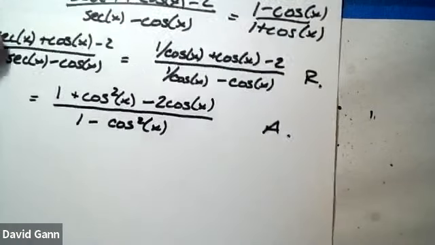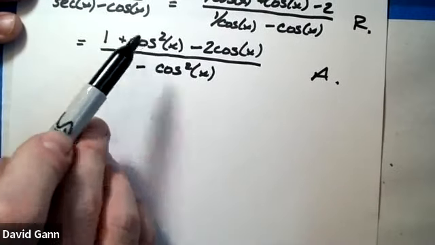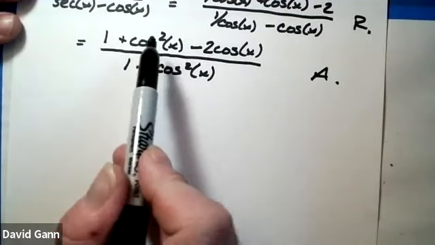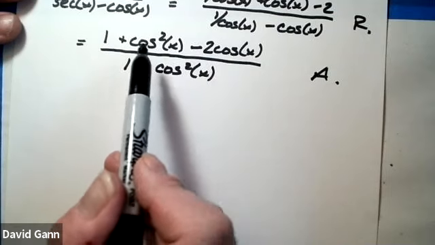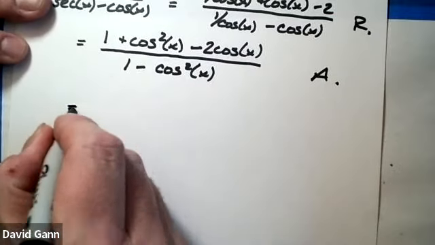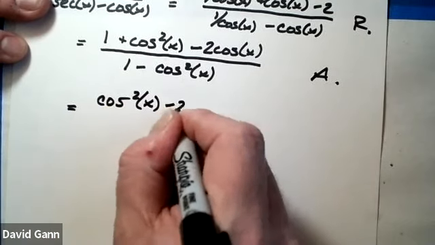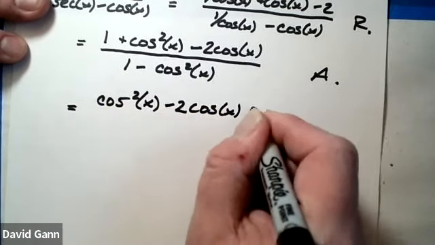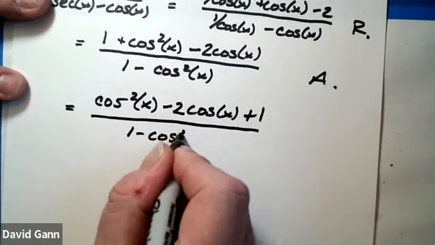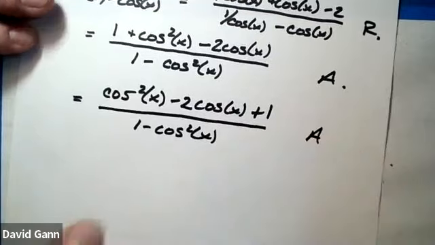And what I'm going to suggest is I'm going to take a little bit of time here to clean this up, because this is not the way that you normally see a polynomial, right? It's not in ascending or descending order. So I think I'm just going to rewrite the numerator by moving some stuff around. So it's cosine squared of x minus 2 cosine of x plus 1. And then in the denominator, it's 1 minus cosine squared of x. That's really simple algebra.